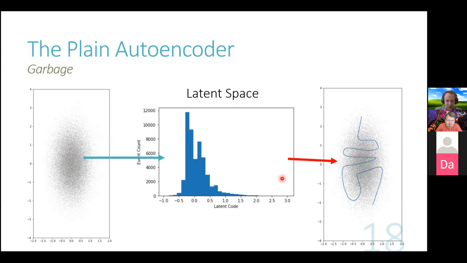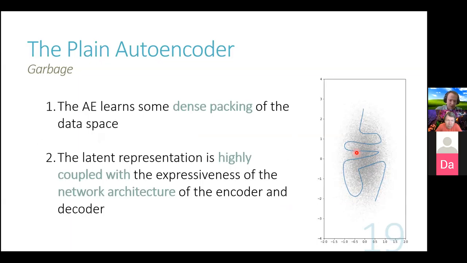And so what the autoencoder is doing, given a point on the input space, is mapping it to the closest point on this line. So it's encoding just something like the distance along this line. That's not useful. What it's learning is just some dense packing of the data space, and it's going to be highly coupled with how expressive the network architecture is. In the limit that I use a very simple neural network, it's going to want to pack this as densely as possible with some complicated line shape, and it can do that better and better the more powerful I make my network. So that's not really telling me much about the structure of the data set. This isn't going to tell me much about physics. It's just going to tell me about how clever I am at making neural networks. So this is no good.